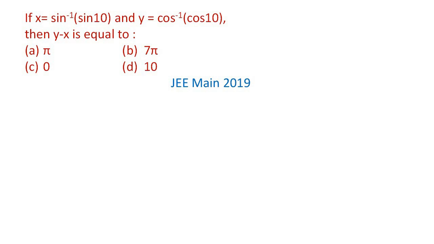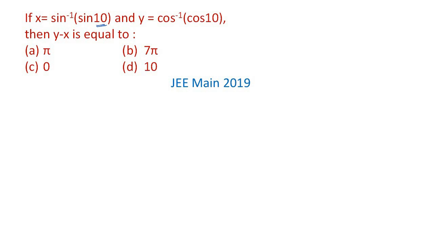To proceed, we have to realize that this 10 is a radian measure. It is not a degree measure. If it is in degrees, the answers would be different. So we have to take it as radian, and the usual convention is if no unit for angle is mentioned, we have to take it as radian. So it is 10 radian, but we will try to express this in terms of pi.